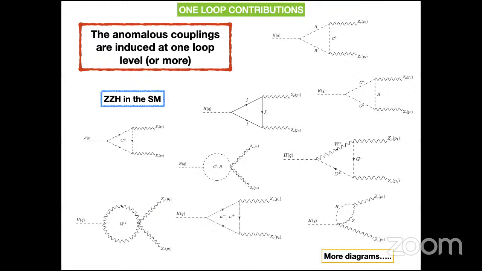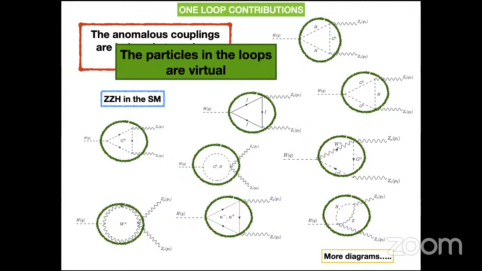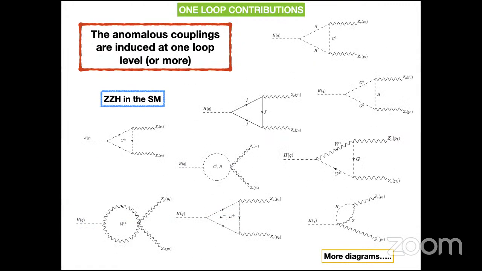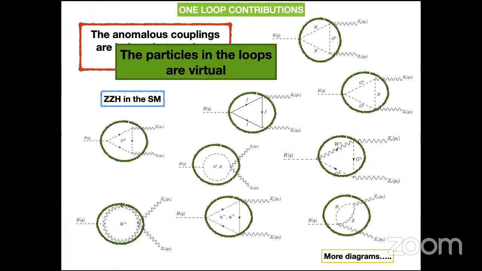Well, for the coupling of two Z bosons and a Higgs boson, we also have one loop contributions in the standard model. Here I show only some contributing Feynman diagrams to the anomalous couplings. There are more diagrams. I don't remember the number now. I think there are more than 40 diagrams. But what I would like you to note is that all the particles in the loops are virtual, right? For all the cases, all the particles in the loops are virtual. That's what I would like you to note.